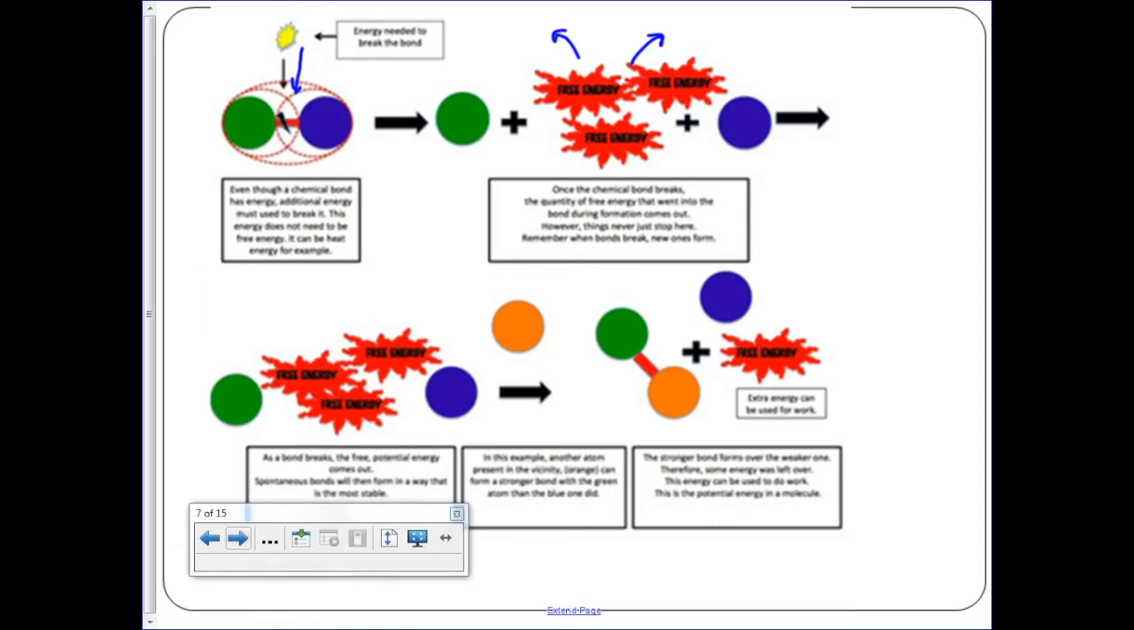So now we have our two products that are separated. We'll call it 1 and 2. And now we have a whole bunch of free energy floating around. So once the bonds break, energy is released. However, as the bond breaks, the potential energy comes out. Spontaneous bonds will then form. So when they break apart, now they're going to pair up. We're going to see interactions happen here.